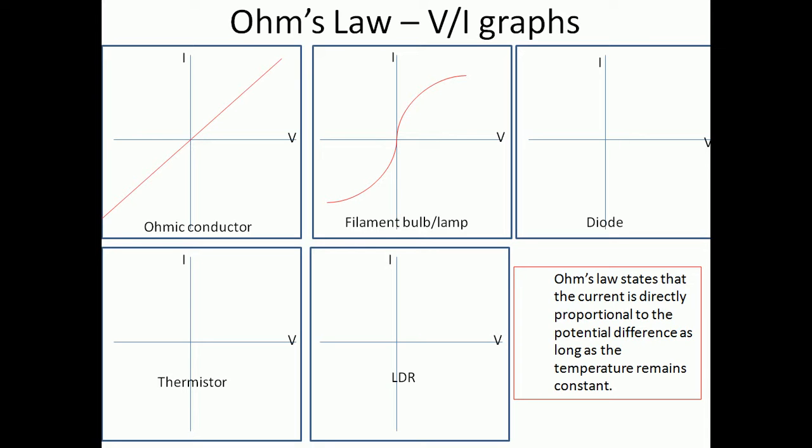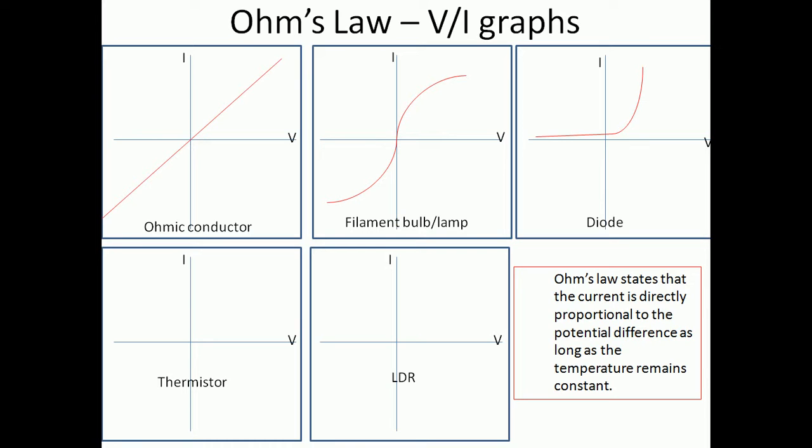Our next one is a diode, and a diode has an equally peculiar shape. We can see that it has two parts. In the forward direction, as the potential difference increases, the resistance decreases because the gradient gets steeper and steeper. However, in the reverse direction, as the potential difference increases, the current remains very low. In other words, in the reverse direction there is a very high resistance. Hence diodes only allow current to flow in one direction, because in the reverse direction they have such a high resistance.